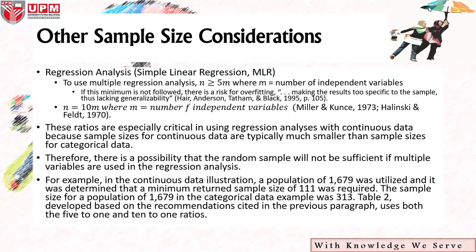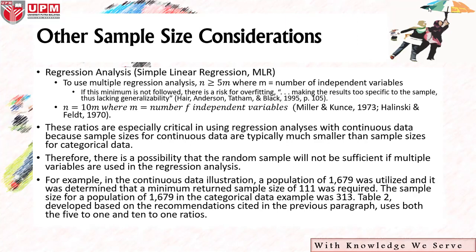And then, according to Miller and Kunz 1973, they say sample size equals 10m, where m is the number of independent variables. If you have 3, 10 times 3, so 30 should be enough, if we follow Miller and Kunz.